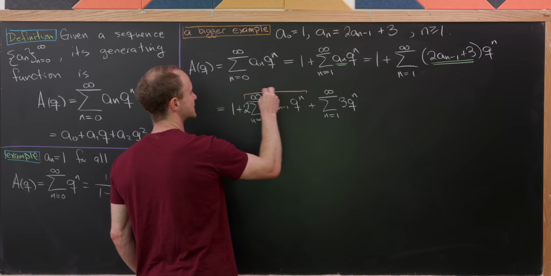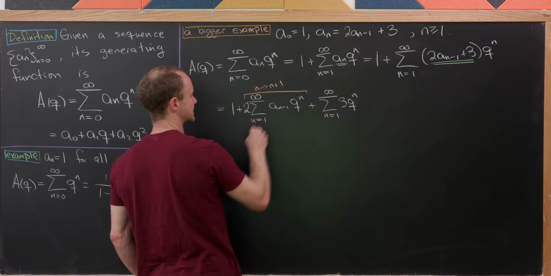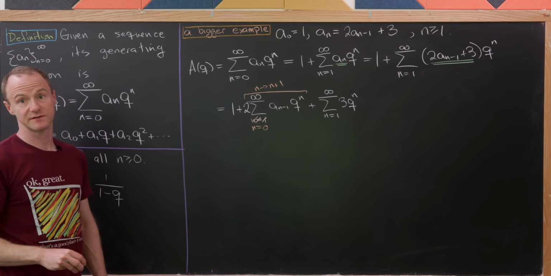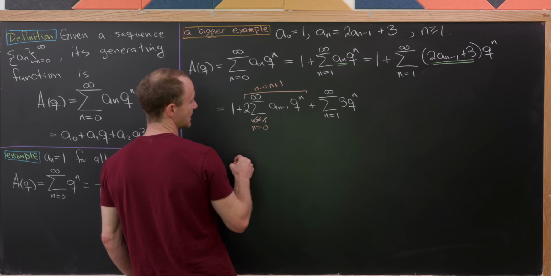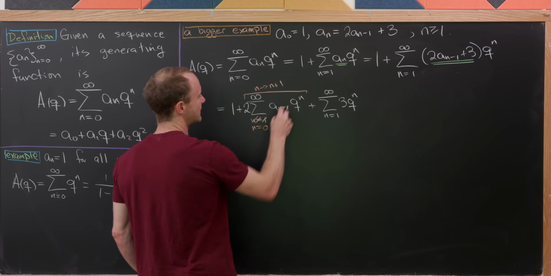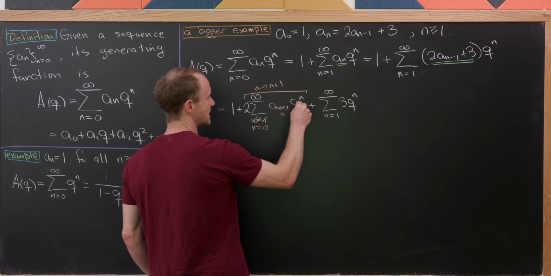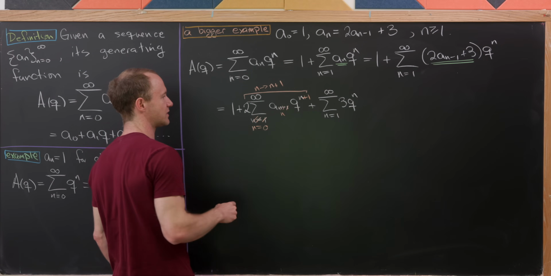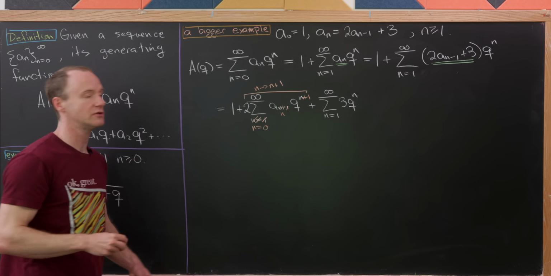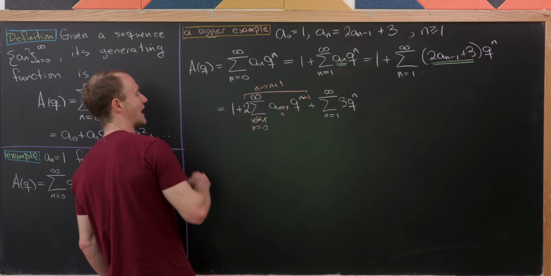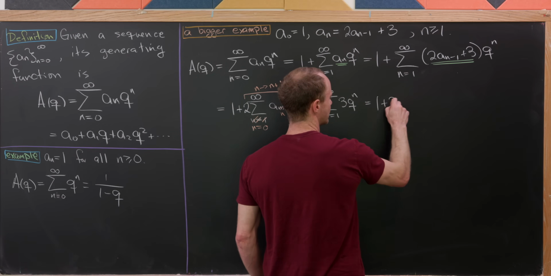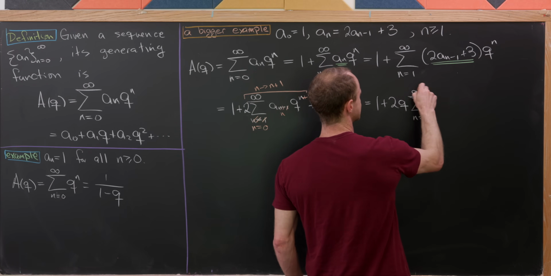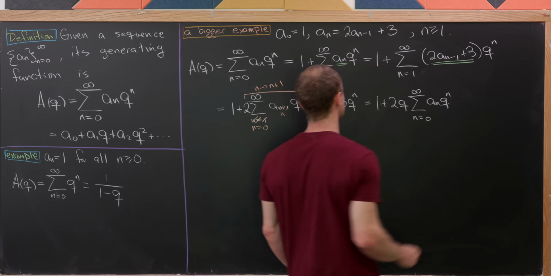Okay, but now let's re-index maybe this first sum. So I can take this first sum and replace every n with an n plus 1. And that's going to change the lower bound of my sum. Instead of starting at 1, it starts at 0. And then here I'm going to have, instead of n minus 1, an n, and then here we'll have an n plus 1. Now what I'll do is I'll take this q to the n plus 1 and I'll factor a q out, making it q times q to the n. I'll take the q outside of the sum. So now I'll have 1 plus 2 times q times our sum as n goes from, now it's 0 to infinity, of a sub n q to the n.